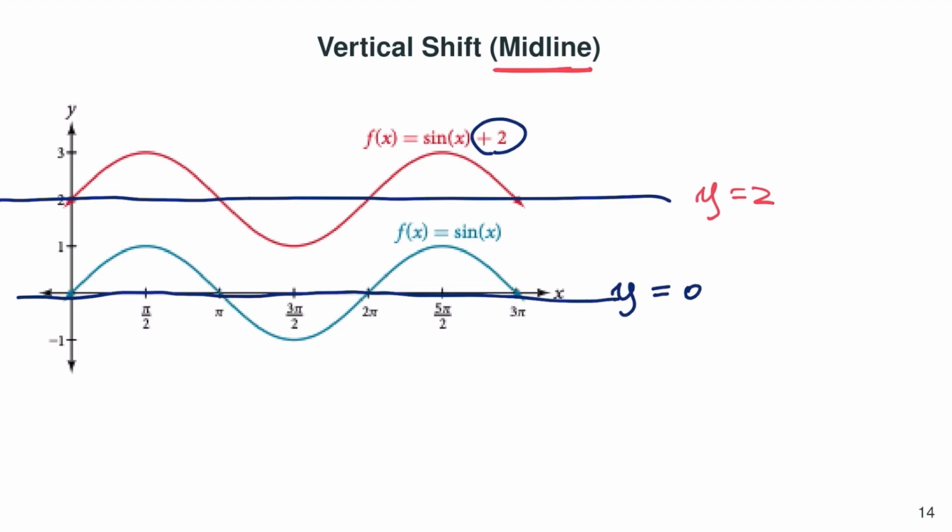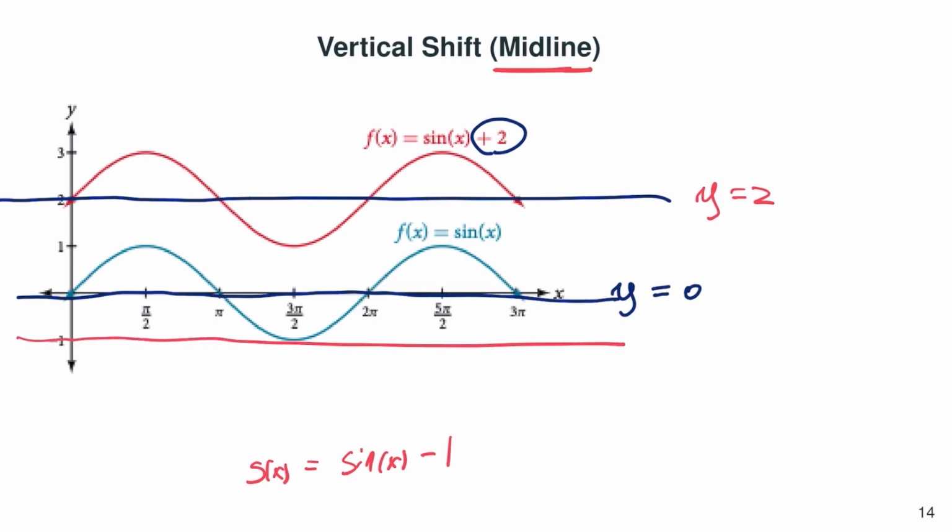So if I have sine x minus 1, let's say that's another function, the midline will be right here. And I have this sine graph like this. We have this one right here. This will be sine x minus 1. It looks like a straight line, but I meant to draw a curve.